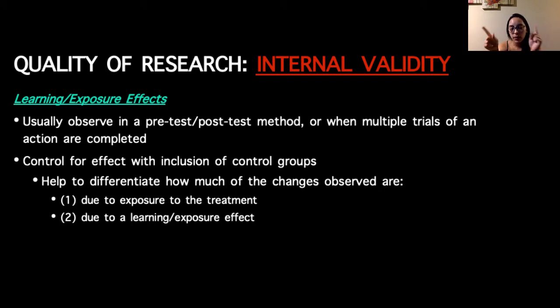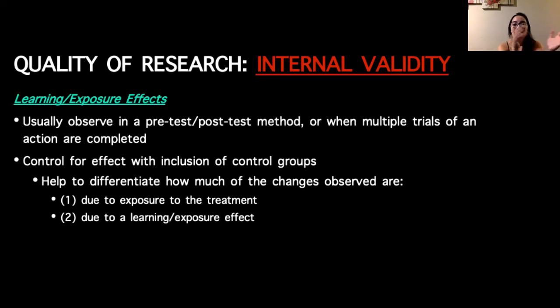When you have a pre-test, post-test, or a within-subject design method, where let's say we have somebody do a memory task as their baseline, we have some type of intervention, and then they do a post-test to see how that intervention affected their memory retention.